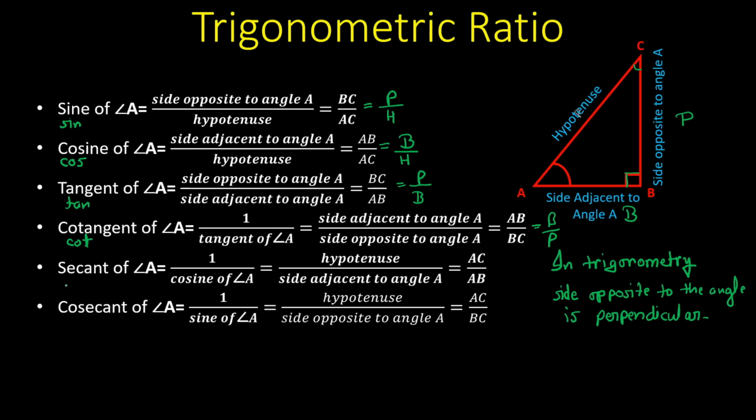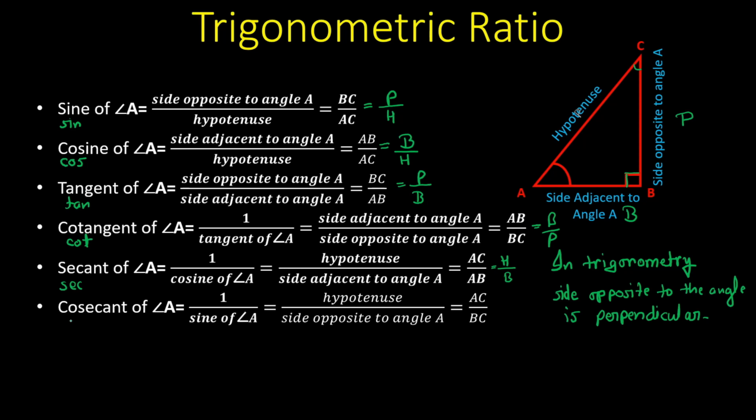And secant, which is read as sec. Sec of angle A is just the reverse of cosine. If cos is base upon hypotenuse, then sec will be hypotenuse upon base. You can see from here, hypotenuse is H and the side adjacent to angle A, AB, is the base.